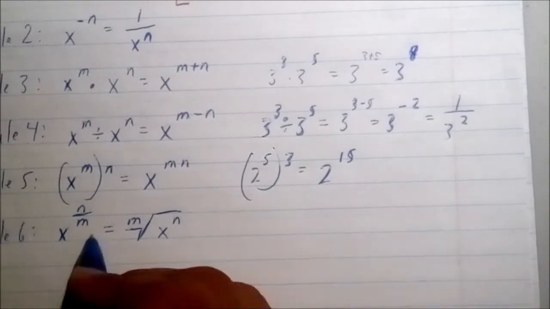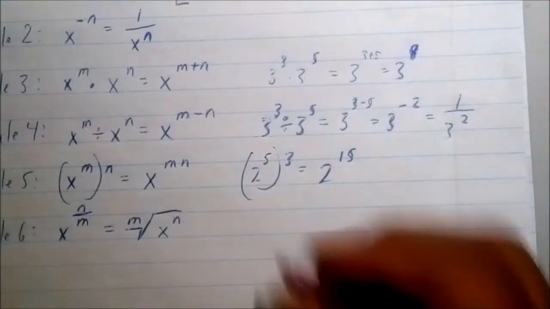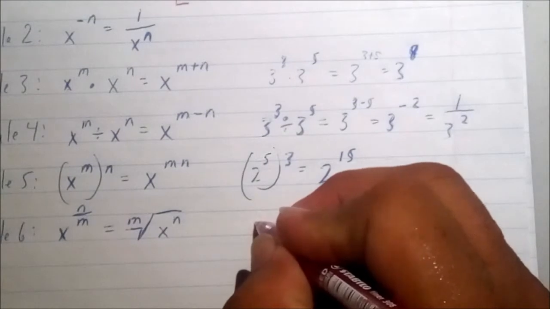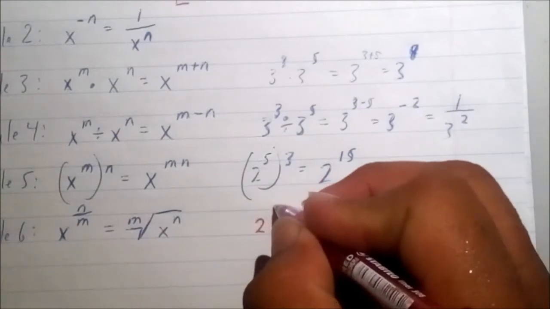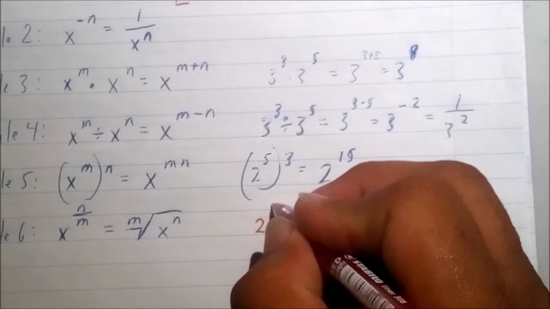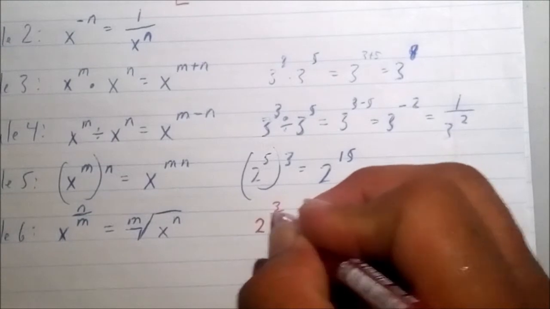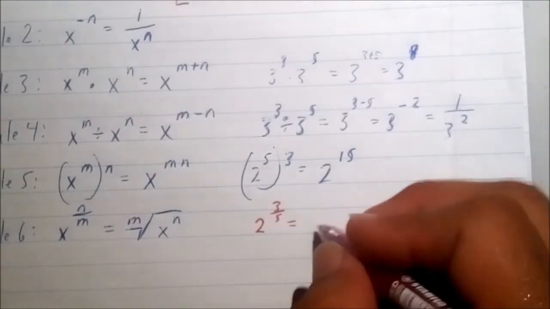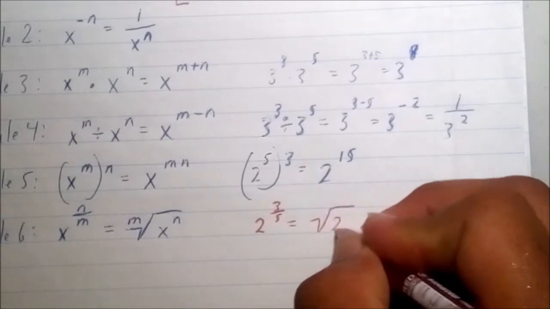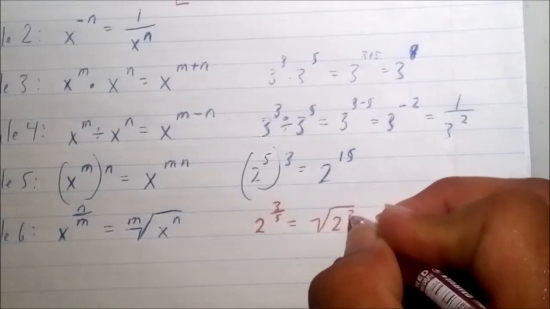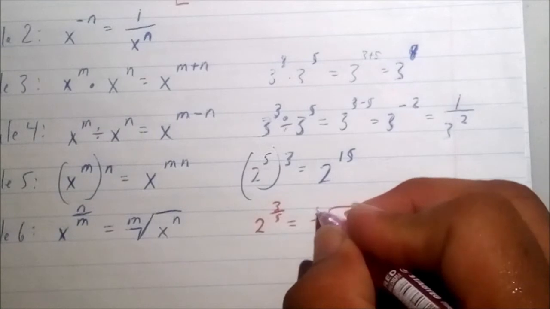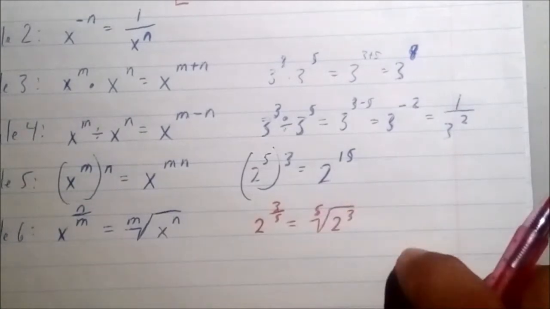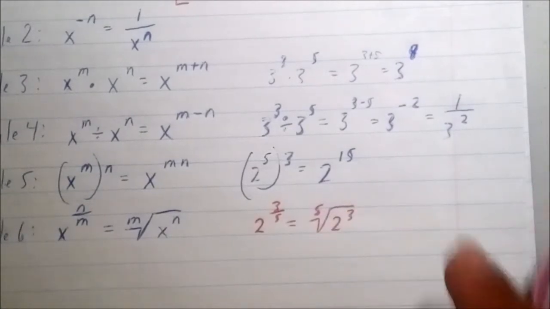Let's see an example for this one here. I'm going to use red for that one. So if I have 2 to the, let's say, 3/5, just for rearranging in radical form, this can then be written as 2 to the third power and the fifth root of it, and that's it, expressing in that form.